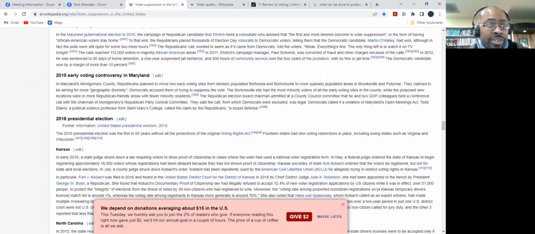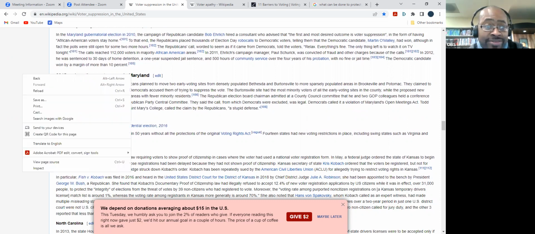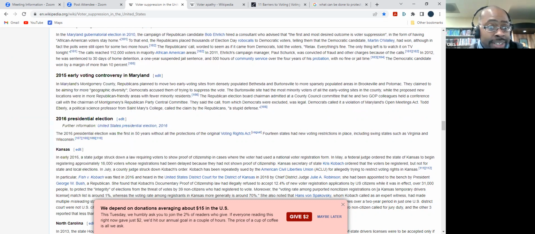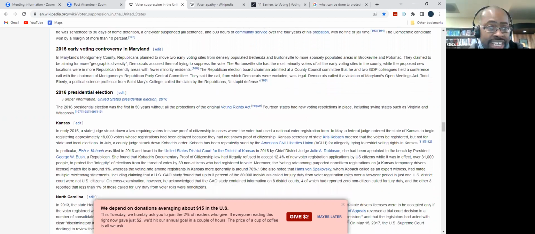So we have an early voting controversy in Maryland in 2015. Let's find out what happened here. Democrats in that state had accused Republicans of trying to suppress the vote. Well, what did they do? They tried to sabotage the early voting process, which was stipulated in the state law. Okay, so now we will go to 2016.